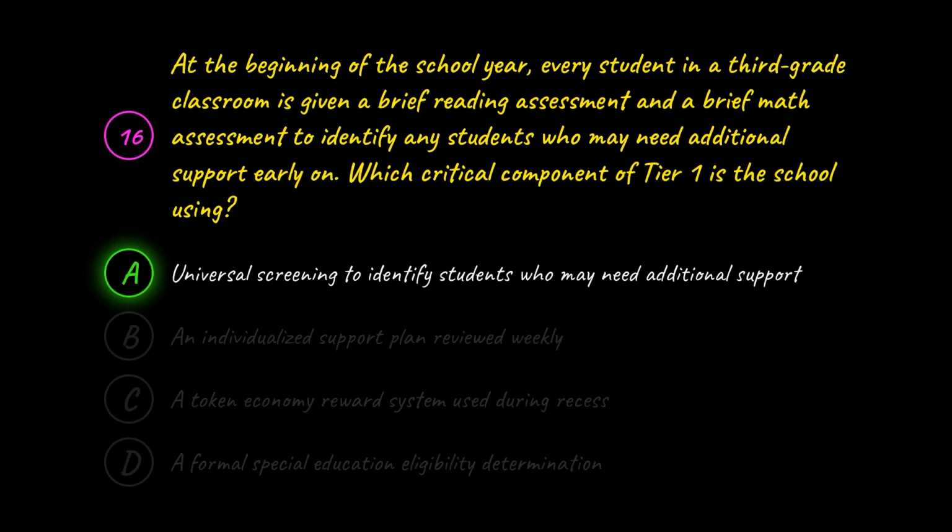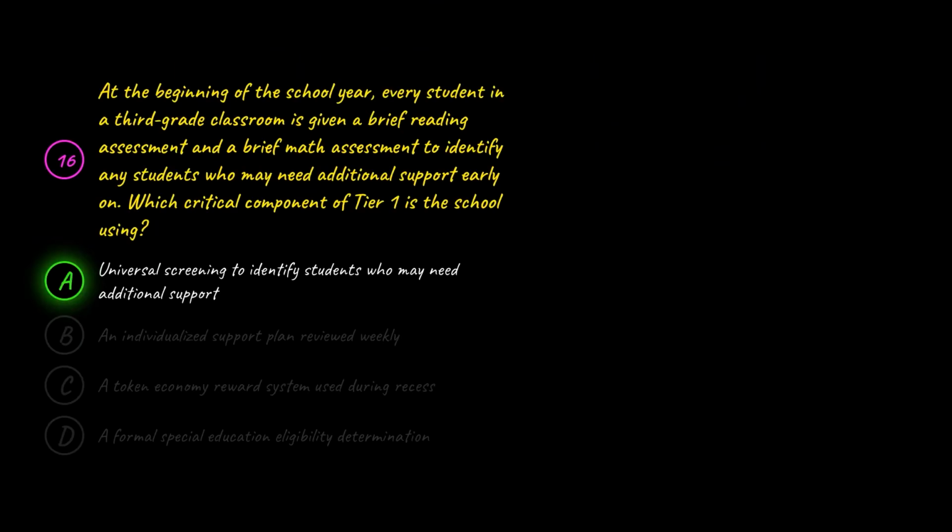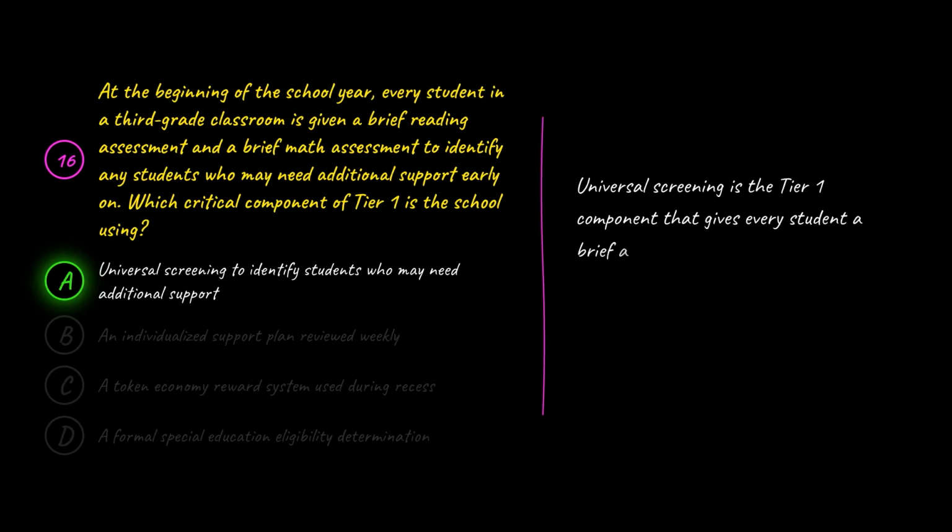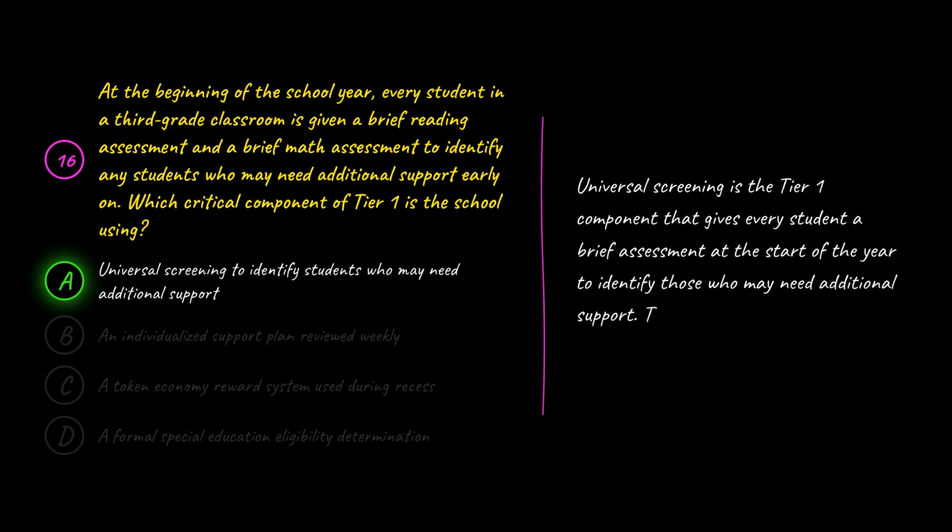The correct answer is A. Universal screening to identify students who may need additional support. A is correct because universal screening is the Tier 1 component that gives every student a brief assessment at the start of the year to identify those who may need additional support. The scenario matches the description directly.